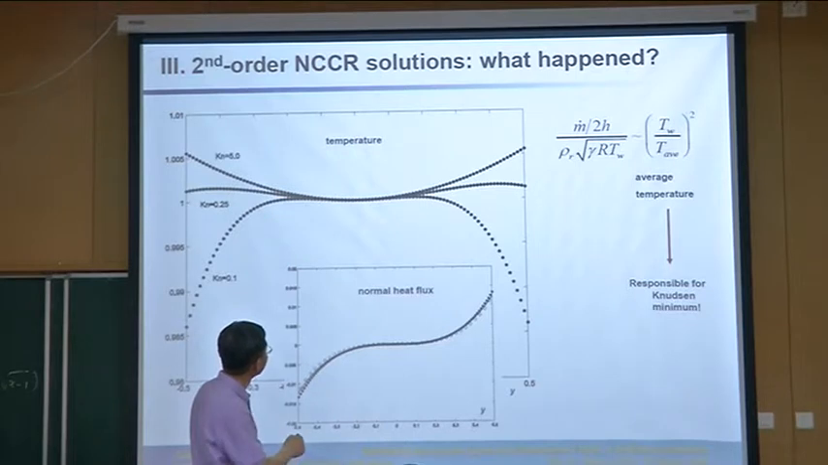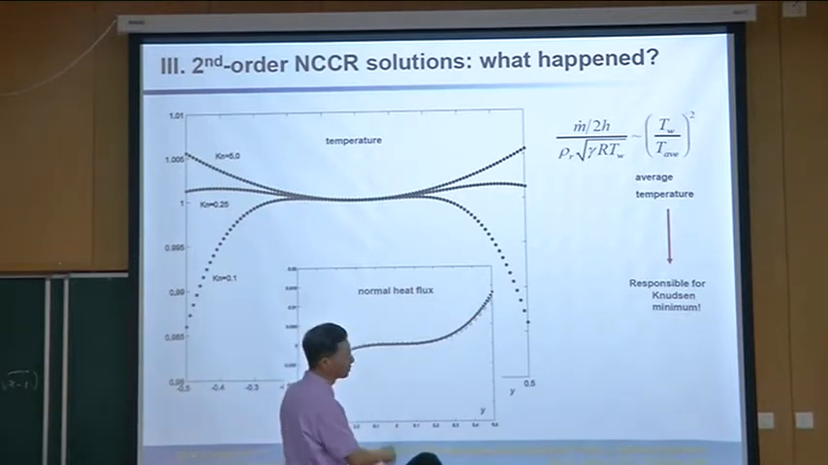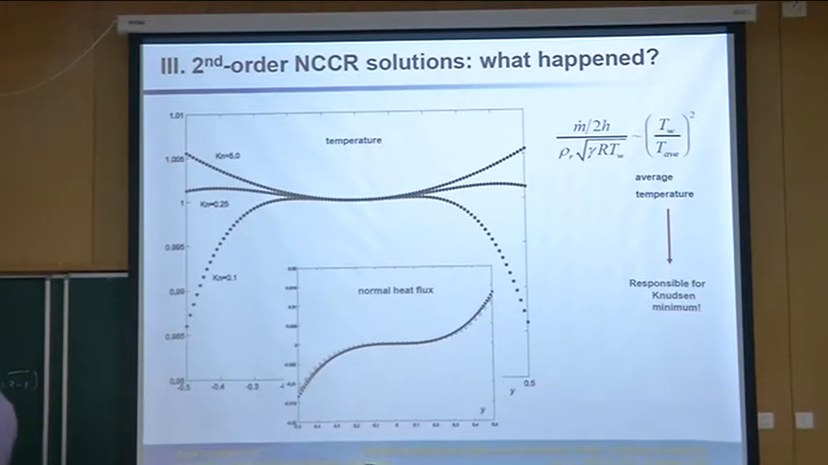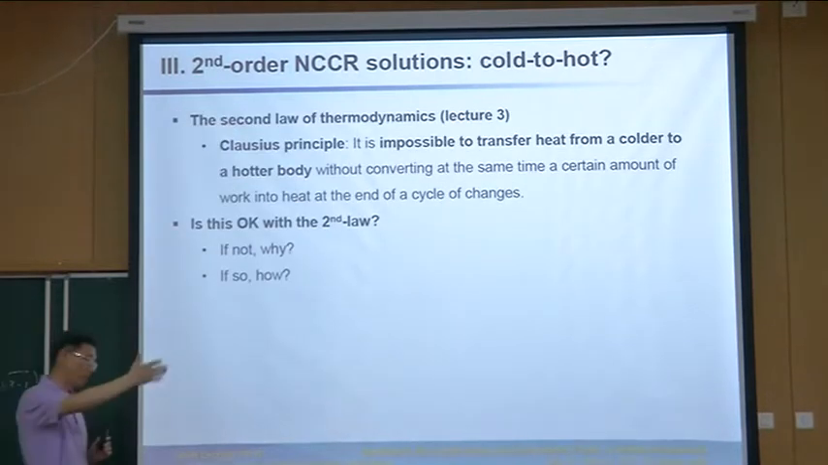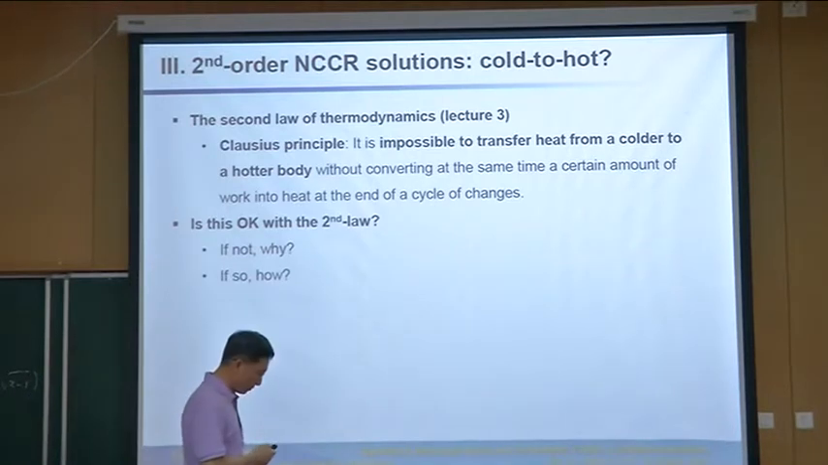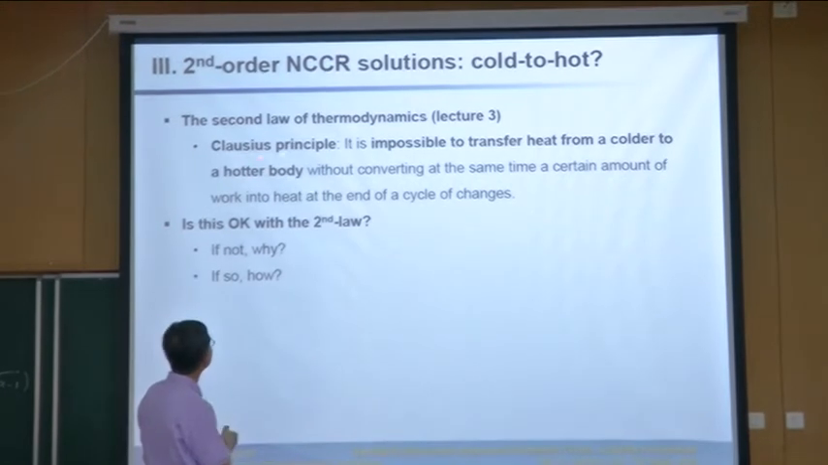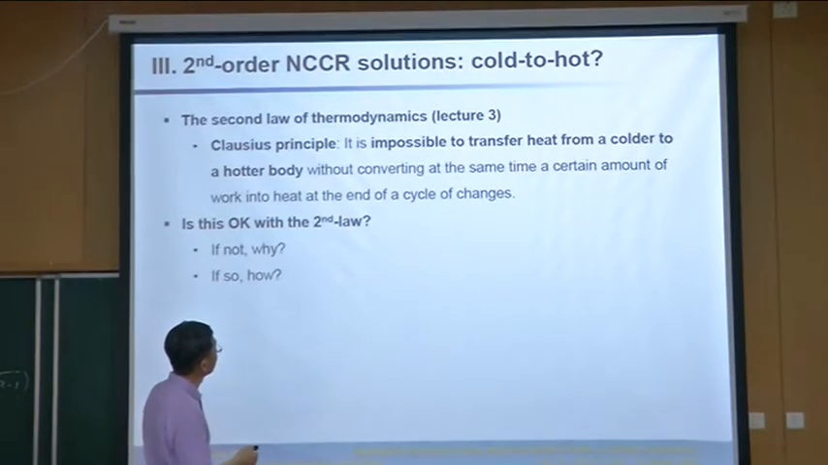And also, this is cold, this is hot. The heat flux is positive, which means heat flux is from the cold to hot. But it's local, at particular locations from center to wall. So therefore, you can question the Clausius principle, that it is impossible to transfer heat from the cold to hot body, and so on. So one might say the previous solution is violating the second law of thermodynamics, like the Clausius principle.